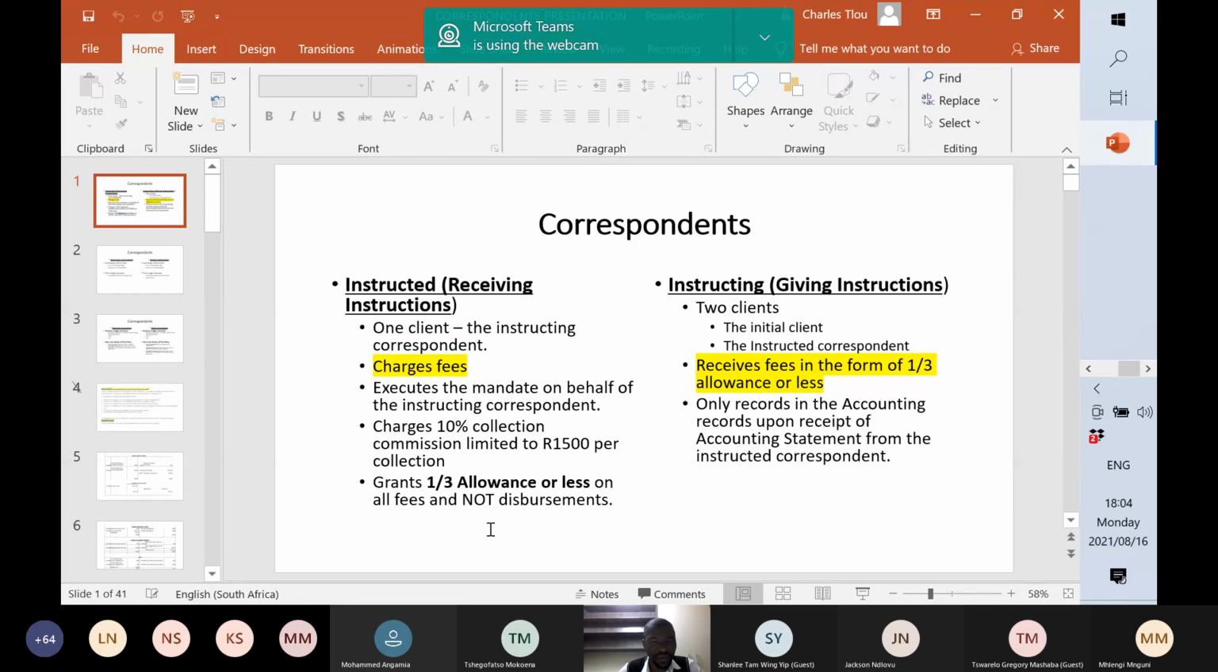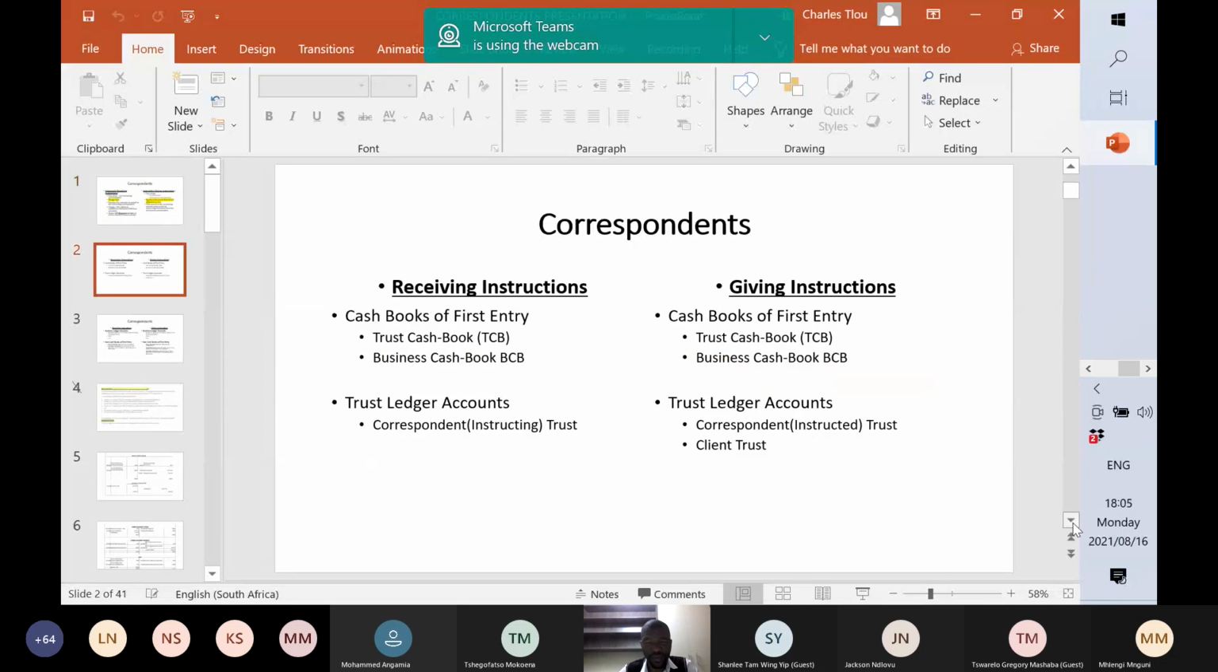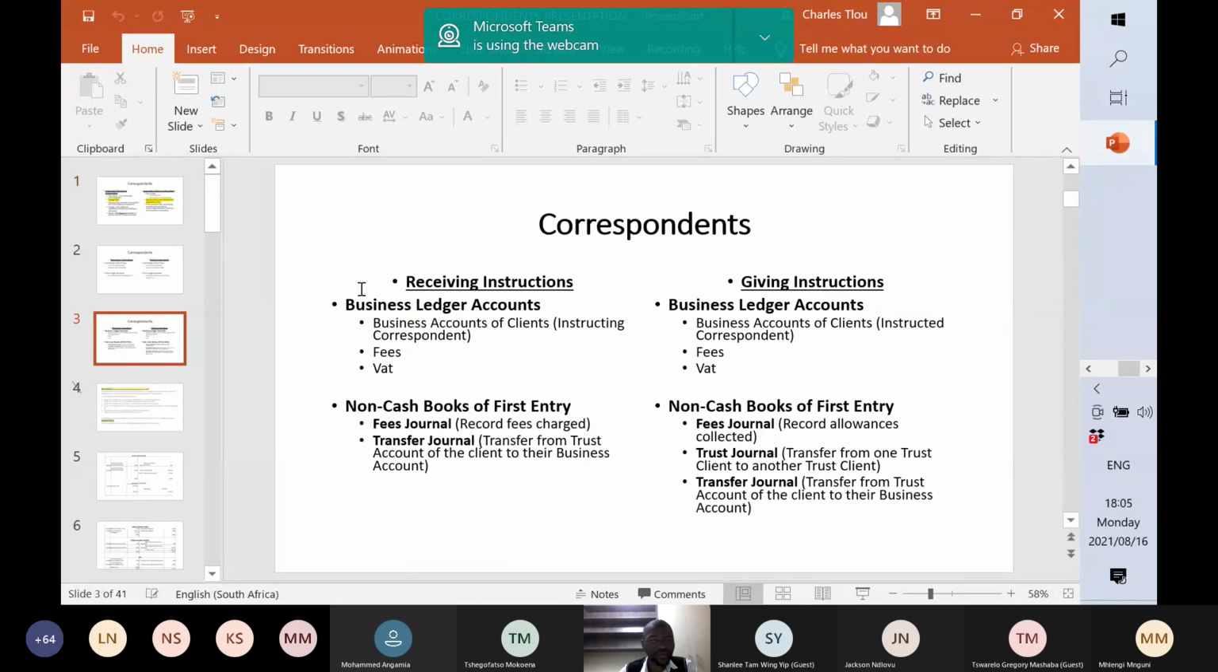Now, as we talked about the 1/3 allowance, this 1/3 allowance is only applicable on the fees, not on the disbursement. Disbursement, if you pay 3,000 Rand in respect of disbursement, you must get back the 3,000 Rand. So it does not increase, it does not decrease. So that is how the third allowance works.